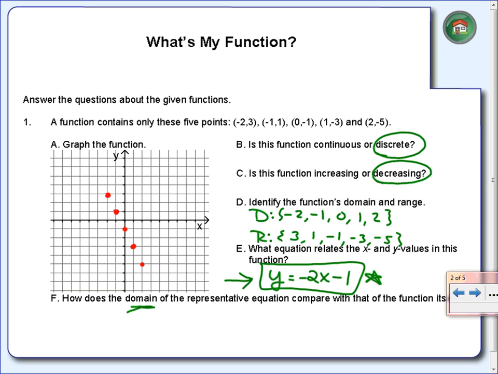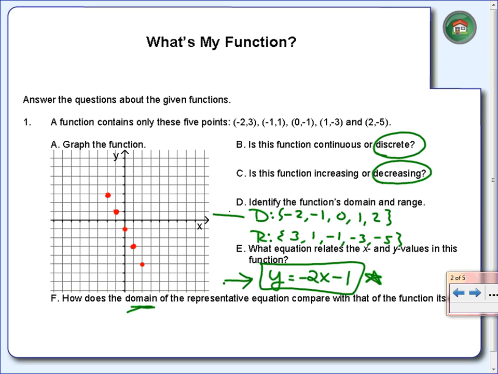Does that graph on your calculator look exactly like what I have here? Do you see 5 dots on your calculator? No, you see a line. What is the domain of that line? What are the x values on that line? All real numbers. There's lots of them. There's a lot of negatives. There's a lot of positives. So the domain for this equation here is all real numbers.